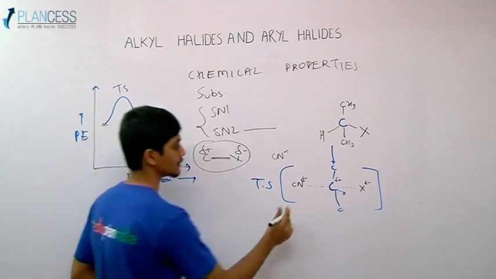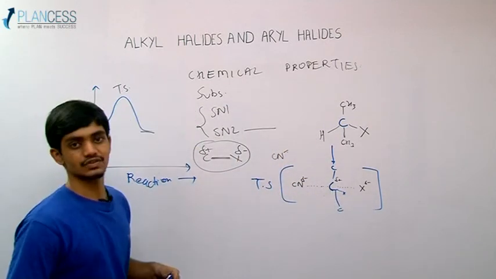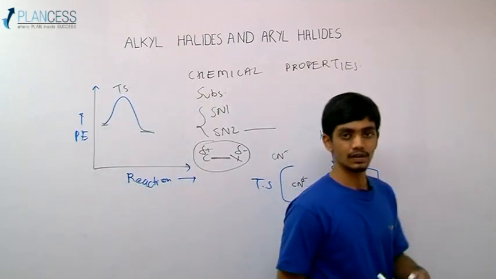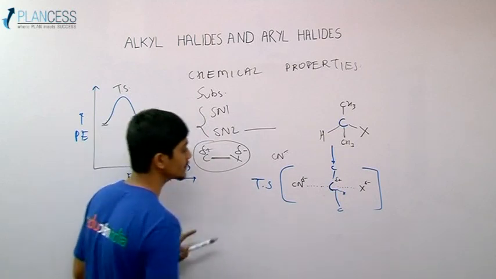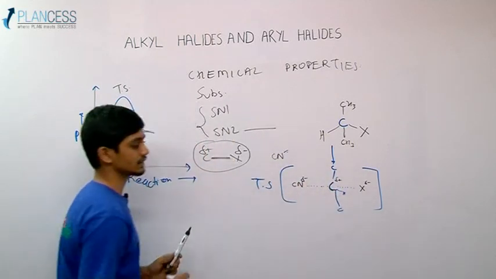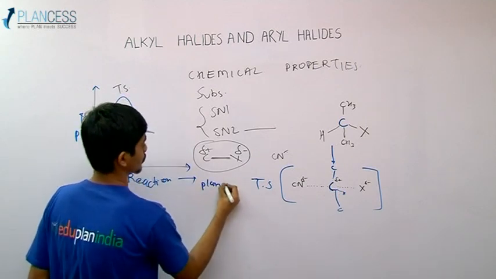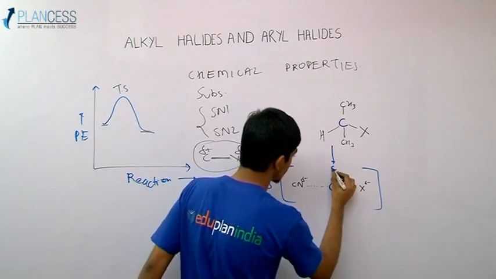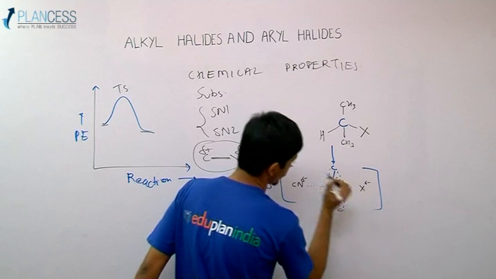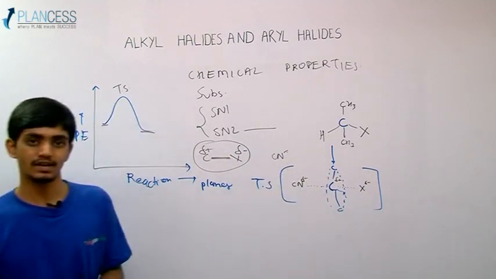Fine. So if this is our transition state, how is it possible that this transition state exists? I mean, what is the geometry of the transition state? If it is pentavalent, the geometry is that this C and this CH3 and this hydrogen, these three groups are in a plane. So there is a plane which contains these three groups. Now, what about the CN minus and the X delta minus?